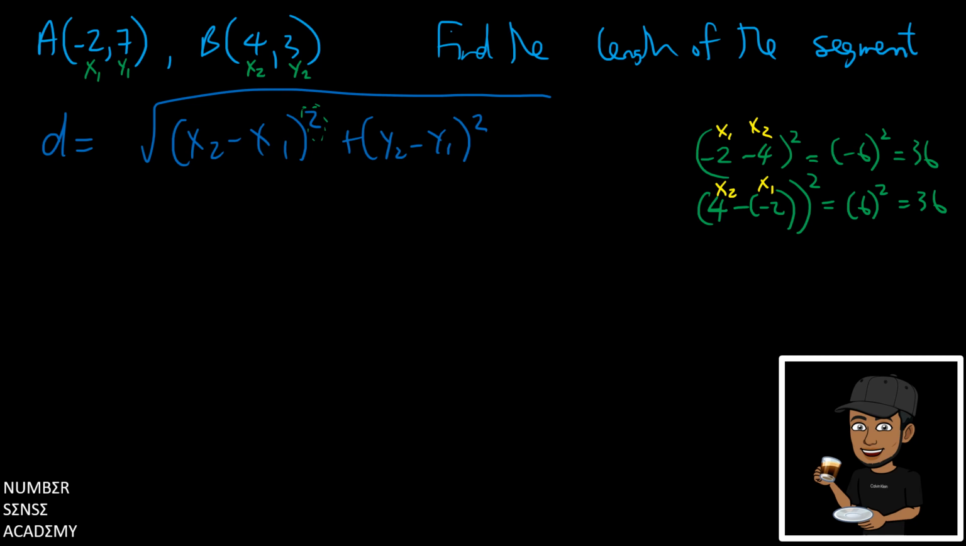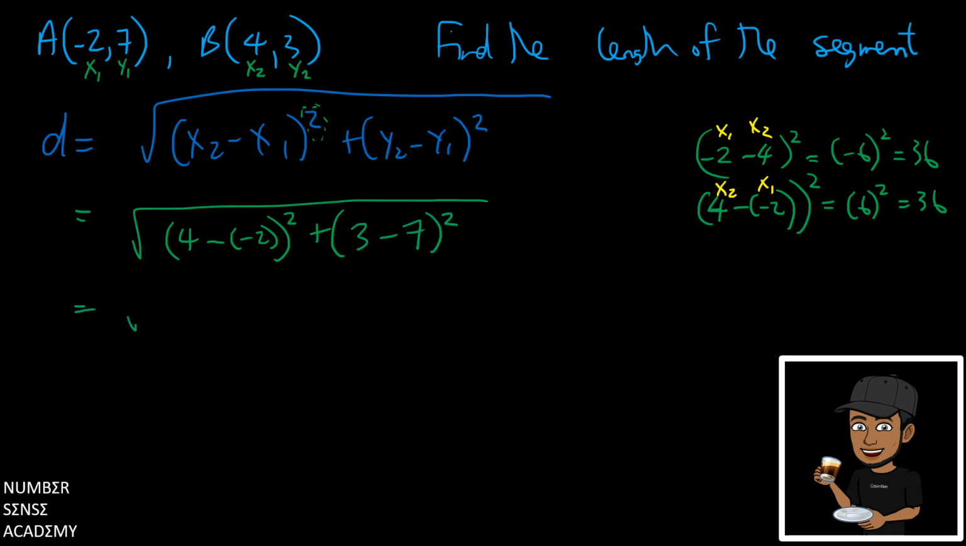So let's work this out. So let's plug our values in. We have x2 is 4, x1 is minus 2, so I have 4 minus 2, and I'm going to square that. I'm going to add it to 3 minus 7, I'm going to square that. If I do this step by step, 4 minus 2, that's going to be 6. And then I have 3 minus 7, be negative 4 squared.